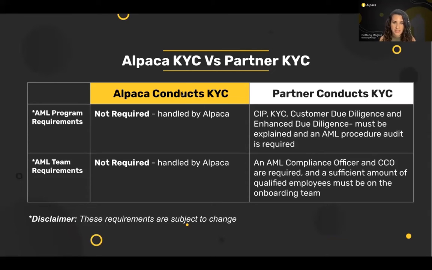Then we ask that your internal team be built out sufficiently to handle the risk, which would be an AML compliance officer, as well as a chief compliance officer and a sufficient amount of qualified employees to handle onboarding. I'll take a break here. If you have any questions at all about this, let's wait a minute for questions to come in and hopefully we can give you some answers.